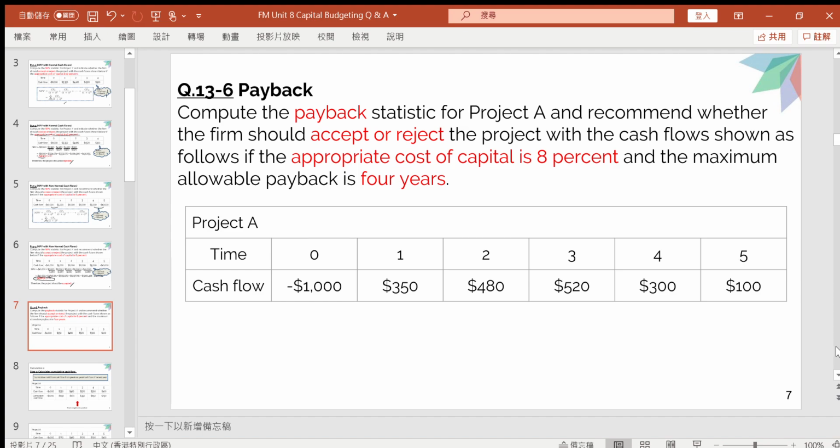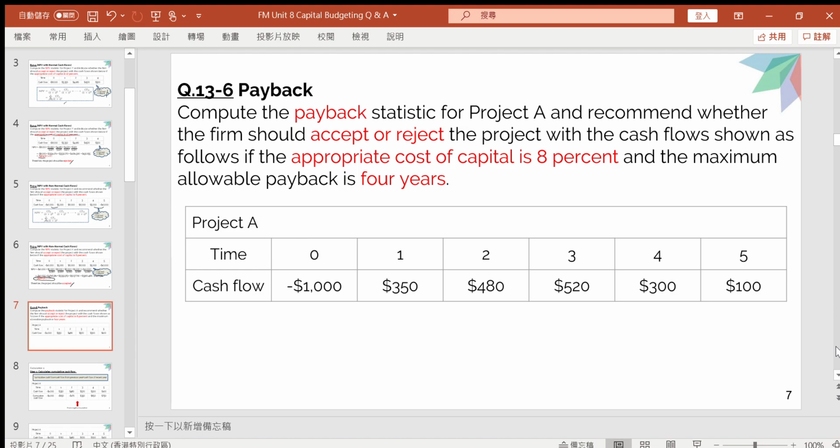Okay, the fourth question is about payback. Now payback, we will focus on when we will receive the amount of the cash outflow, and that's why we'll just focus on when we will get back our initial investment amount, and that is the payback period. Okay, then by looking at the cash flow, that is a normal cash flow, that's why payback can apply.